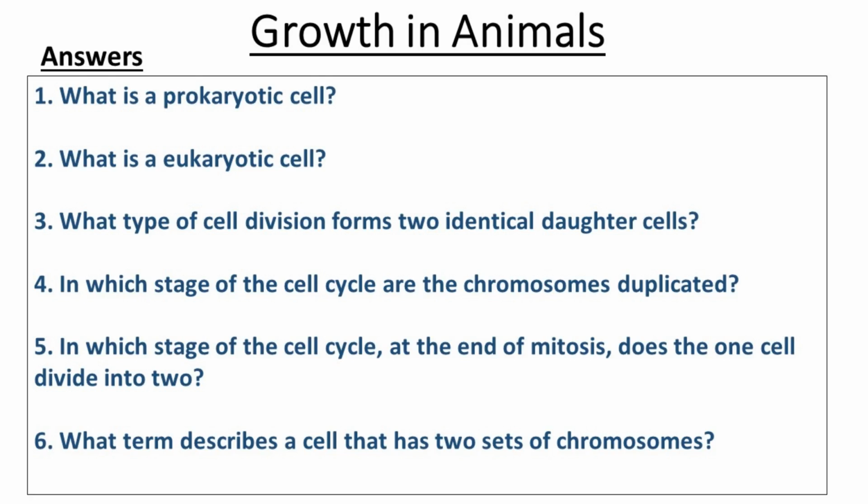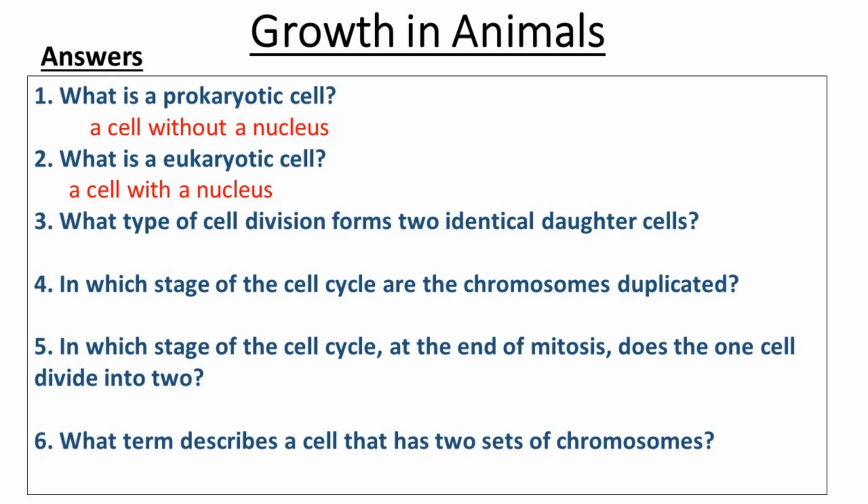Okay, so let's go through the answers to those questions. So question number 1 said, what is a prokaryotic cell? And a prokaryotic cell is a cell without a nucleus. Give yourself a tick or correct that if need be. Question 2 asked you, what is a eukaryotic cell? And a eukaryotic cell is a cell with a nucleus. And examples of eukaryotic organisms would be animals, including us, or plants.